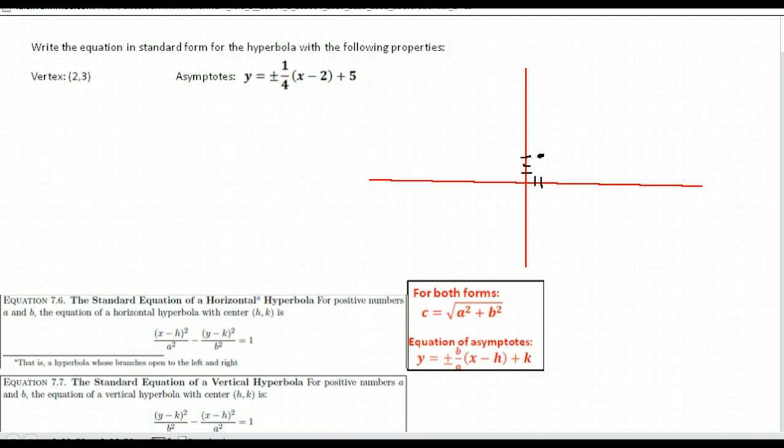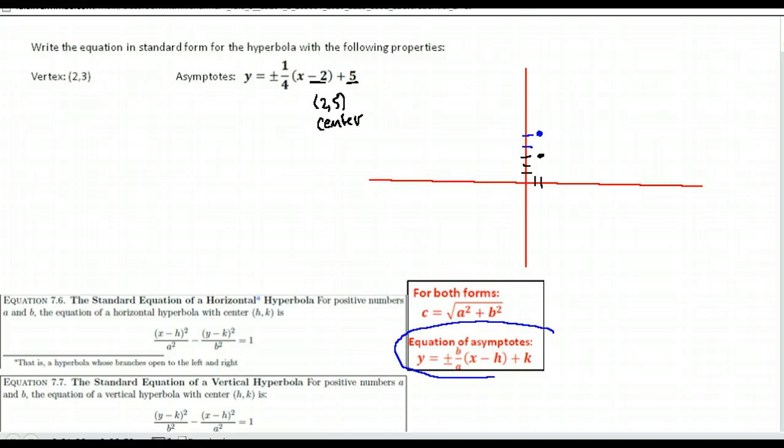minus 2 plus 5, which are basically the lines going through the point 2, 5, our center. So notice I had to change the sign for the x coordinate, but not for the y because it wasn't in parentheses with a y. So I have a center at just 2, 5. As you know, the things we need to write the standard form are the center and the values of a and b.